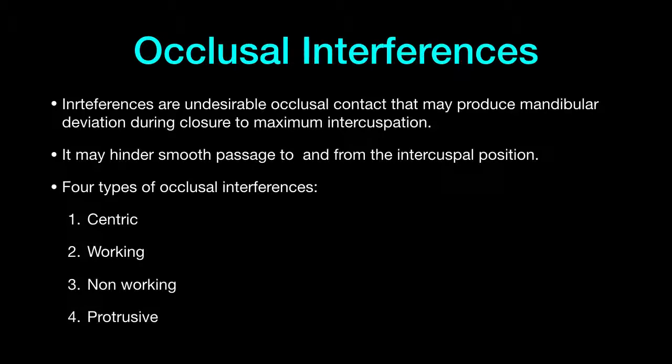Occlusal interferences. Interferences are undesirable occlusal contacts that may produce mandibular deviation during closure to maximum intercuspation. It may hinder smooth passage to and from the intercuspal position. There are four types of occlusal interferences: centric, working, non-working and protrusive.